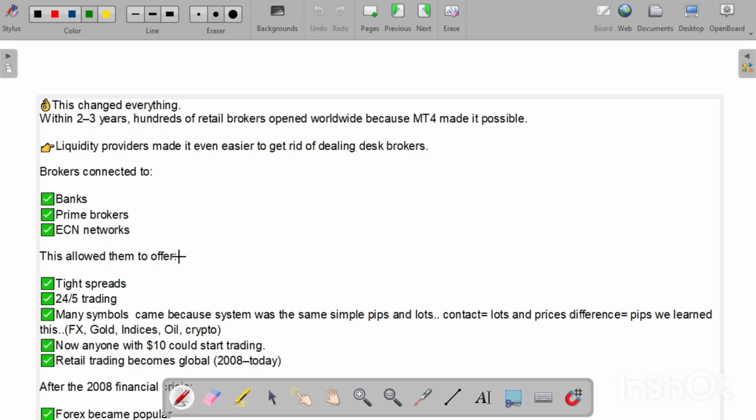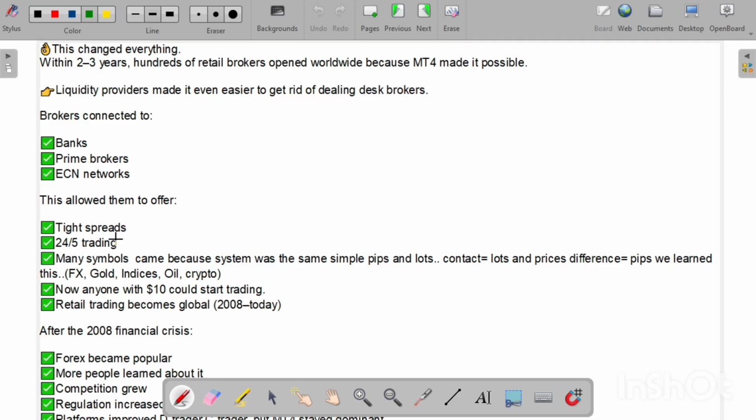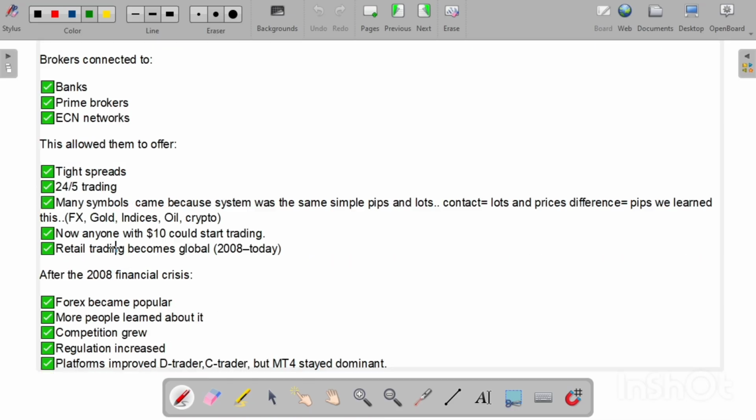This allows them to offer tight spreads because of liquidity providers, and 24-hour trading hours. Many symbols came because the system was the same. Simple: pips and lots, where a contract equals lots, and price difference equals pips, which we learned. And then it opens.